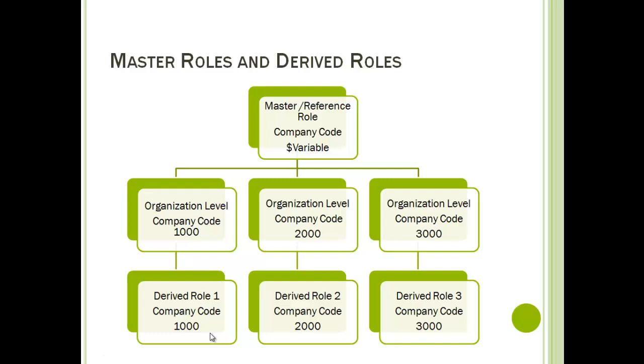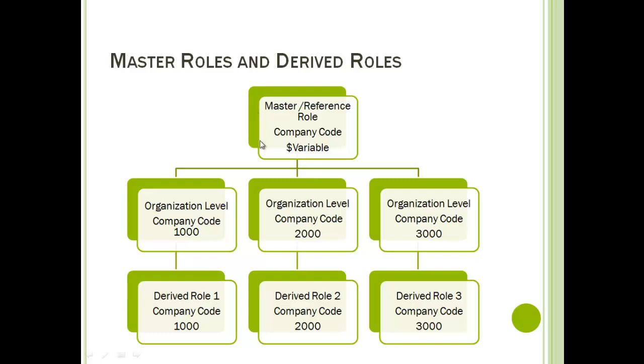The difference between the master role and the derived role is that in the derived role we will be using organization levels, that means the specific organization levels for that particular derived role. So organization levels from one derived role to another derived role linked to the master role will differ. However, the authorization objects or the concept will remain the same. That is the advantage of master role and derived role.